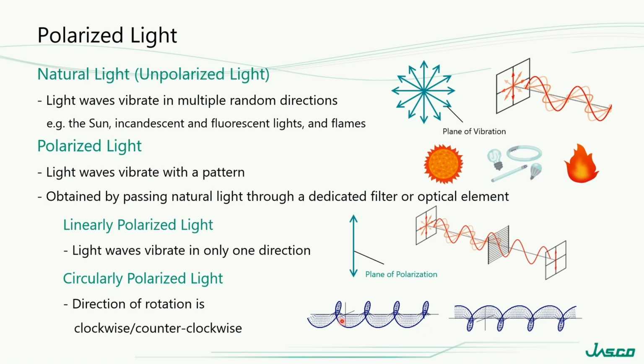The direction of the oscillation vector of the electric field changes clockwise, called right circularly polarized light, and counterclockwise, called left circularly polarized light. Circular dichroism is a difference in absorption of these two circularly polarized lights.